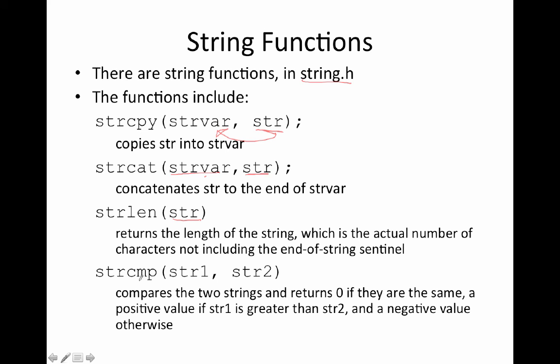And then the strcmp, string compare function, will compare two strings, string 1, string 2, and it returns 0 if they are the same. It returns a positive value if string 1 is greater than string 2, and a negative value otherwise.